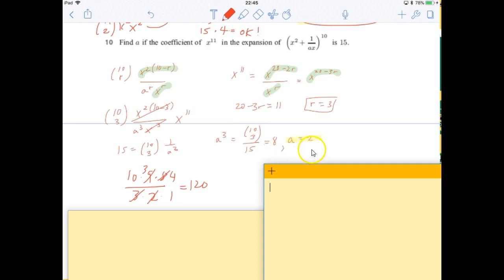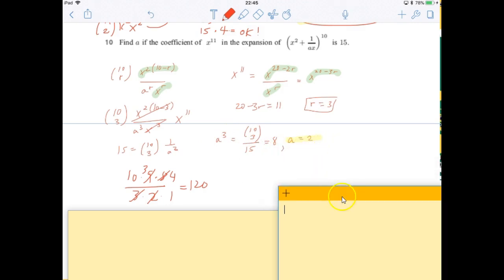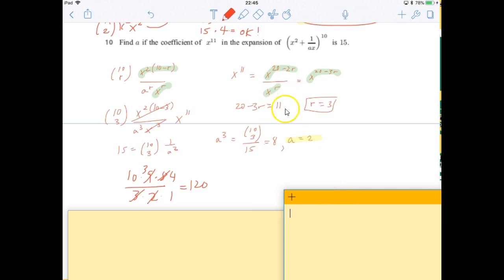A has to be 2, right? Because 2 times 2 times 2 is 8. You don't need the calculator for that. And we have solved the problem. And man, that video was really long.